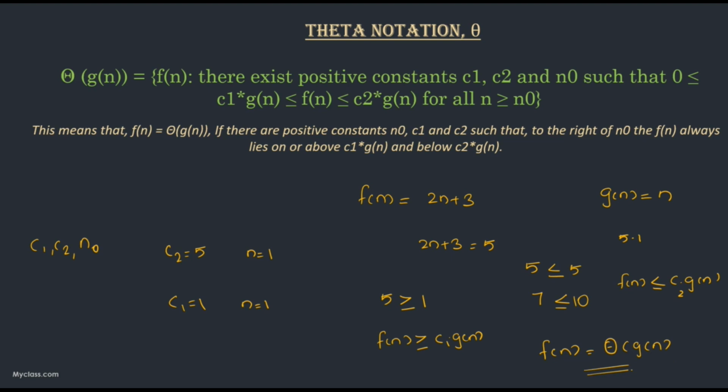That's all about our three basic notations: Big O, omega and theta notations for analyzing an algorithm in terms of a mathematical function. Thank you.